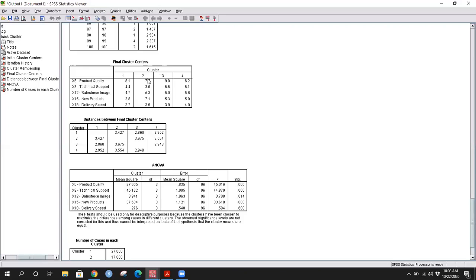product quality is satisfied. It's good. 7.7 is a good number when compared to 8.19 and 6.2. Then technical support is the lowest. 3.6 is below all of these. Salesforce image is second most rated. So 5.3 is just below 5.6. Then in new products, it's the highest.